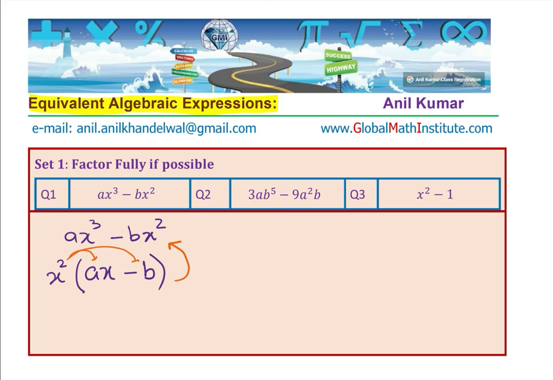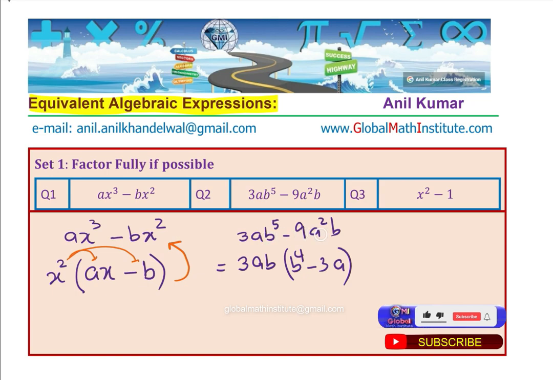The next one here is 3ab to the power of 5. Let me rewrite this as 3ab to the power of 5 minus 9a square b. First, look at the numbers 3 and 9. What is common between them? 3 is common, correct? And now begin to check the variables. A and a square, a is common, and b to the power of 5 and b is common, correct? Dividing first by 3ab, we get b to the power of 4 minus 9 divided by 3 is 3, and then we have a, right?